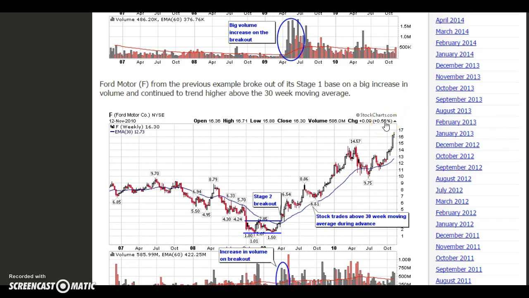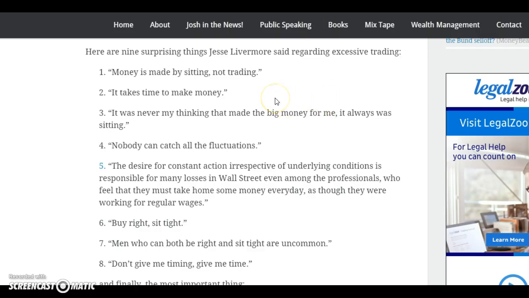And just to touch on what's funny about this, talking about some of Jesse Livermore's comments about excessive trading: this was actually posted by somebody that has appeared on CNBC before. Jesse Livermore discusses the pitfalls of excessive trading, and that's kind of what they do on CNBC, they just trade in and out of stuff all the time like crazy. But Livermore says money is made by sitting, not trading. It takes time to make money.